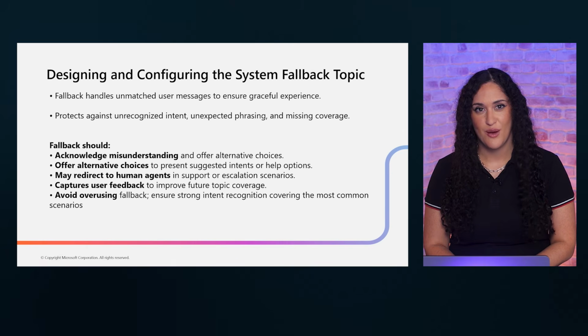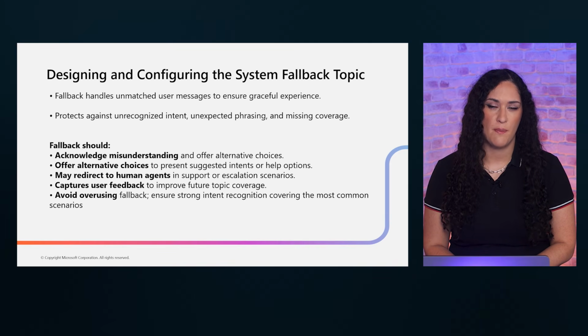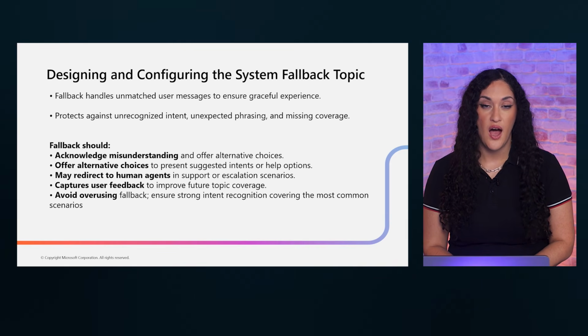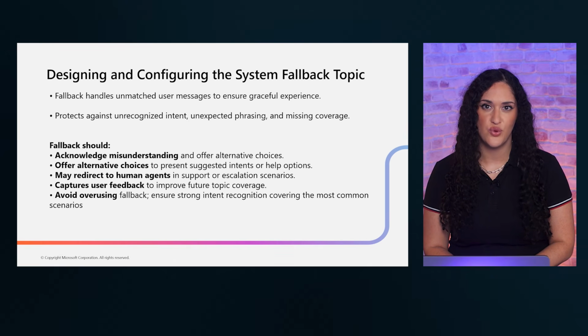The system fallback topic is critically important. It handles every message that doesn't match any defined topic, and that's going to happen more than you might expect. A well-designed fallback acknowledges the gap honestly, offers clear alternatives, can escalate to humans, and captures feedback for improvements.